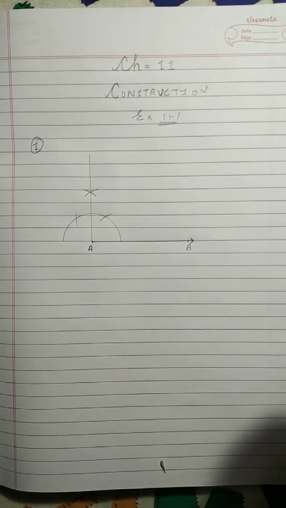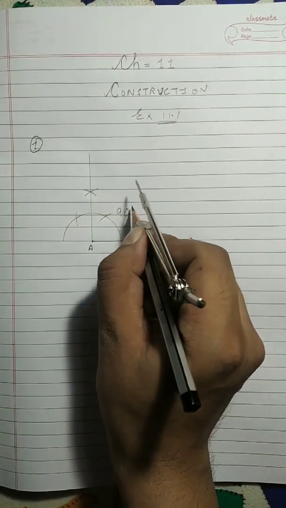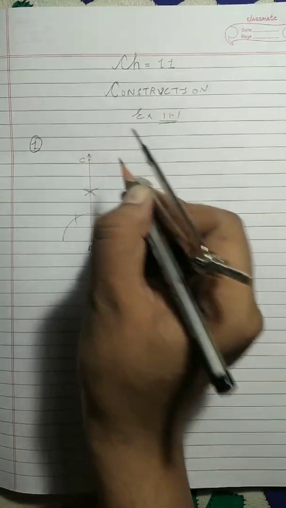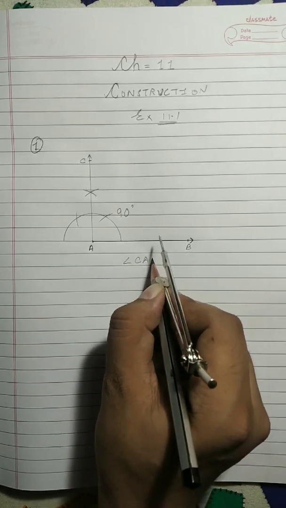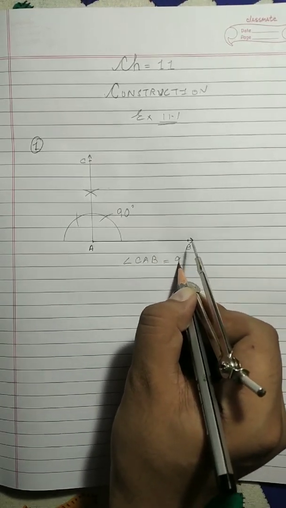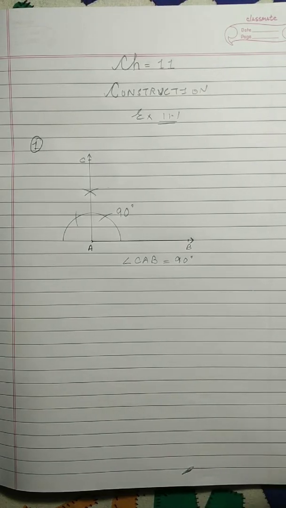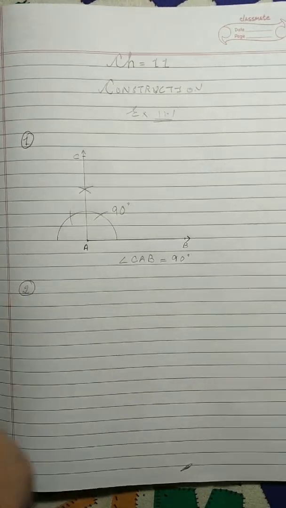So this way we can make a 90 degree angle. Let us write here 90 degree and just name it C. So angle CAB is what we have made, 90 degree. So this is the only construction and this is done.